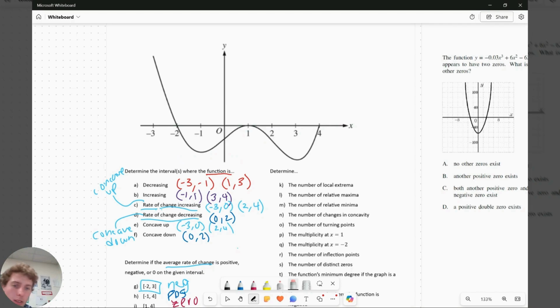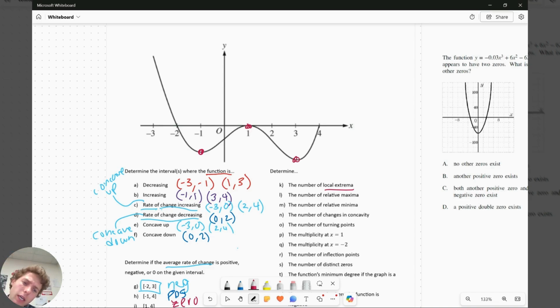Looking at the next problems, it says the number of local extrema. So they're asking for the number, so I just want to know how many there are, right? The number of, that's how many. Local extrema. Well, extrema were all of the relative or local maximums and minimums. Okay, so I know I have a minimum, a maximum, a minimum.